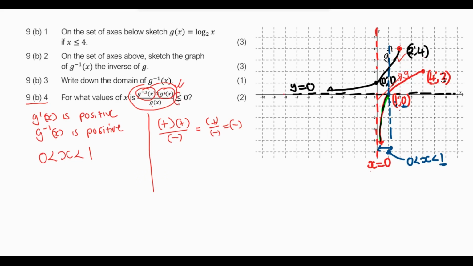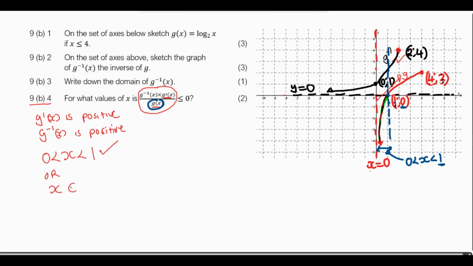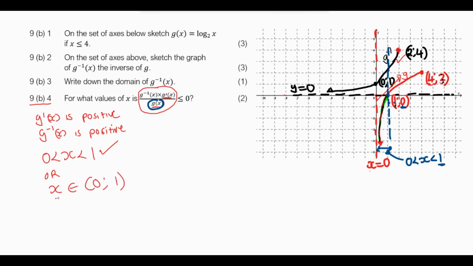Okay, but there's this condition that 0 is also included. Between 0 and 1, that's where the inverse of g is positive, the derivative of g is positive, and g of x is negative. So this is the solution. You can write your solution like this, or you can say x is an element of (0, 1) using interval notation.